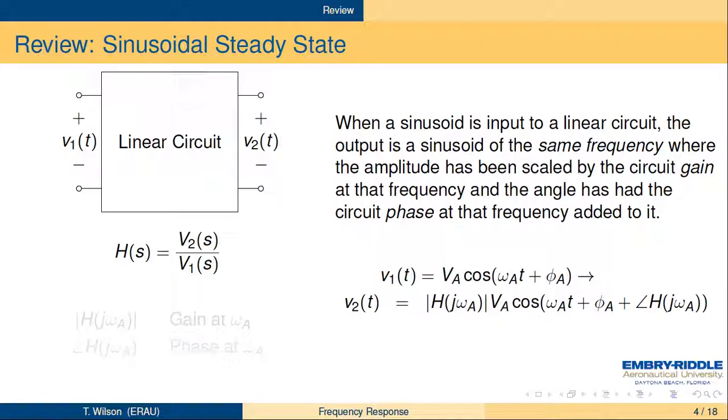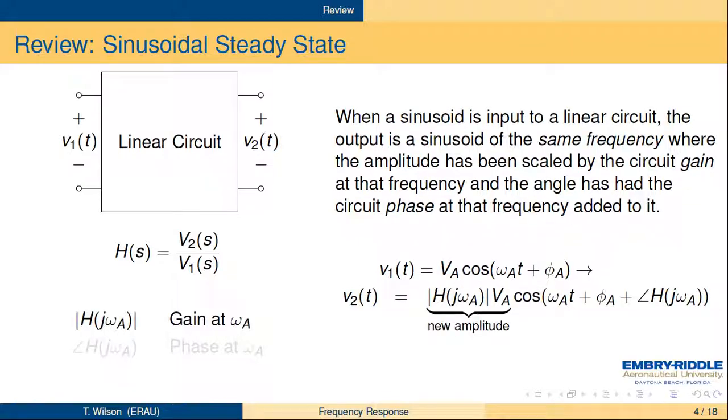So if you put in V_A cos(ω_A t + φ_A), it's got a frequency ω_A, an amplitude V_A, and a phase φ_A. Out comes |H(jω_A)| V_A cos(ω_A t + φ_A + angle H(jω_A)). There's a new amplitude, which is the original amplitude V_A multiplicatively scaled by the gain at ω_A, |H(jω_A)|.